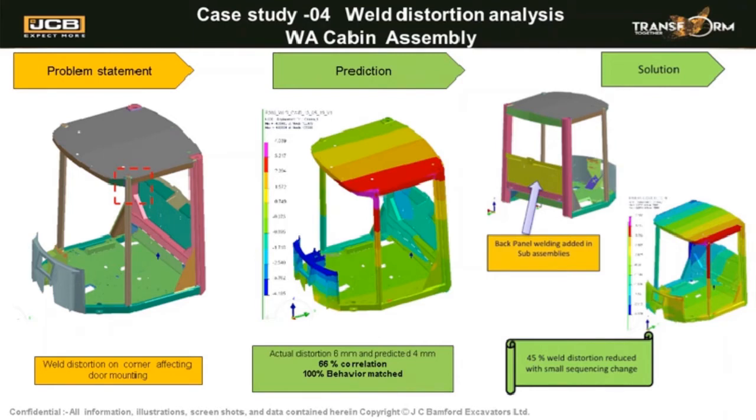In this particular instance, we've attributed the relatively poor absolute correlation to the large number of welds in this model. In this case, there were around about 200 welds, where in some of the other case studies that you've seen, we've had less than 50.